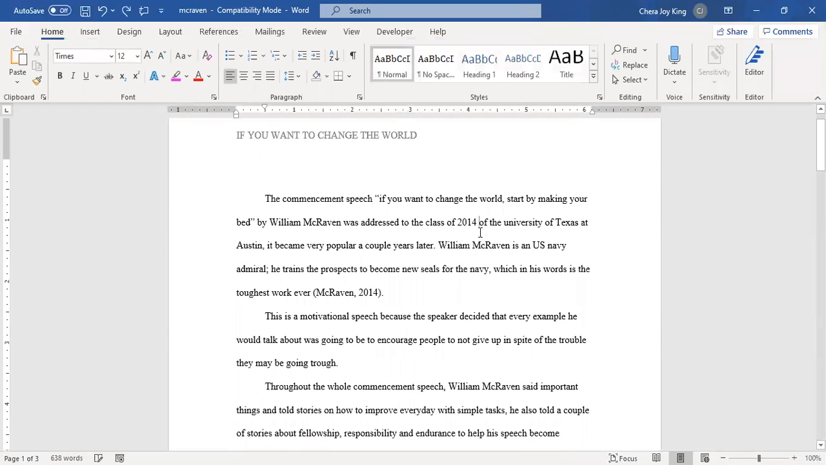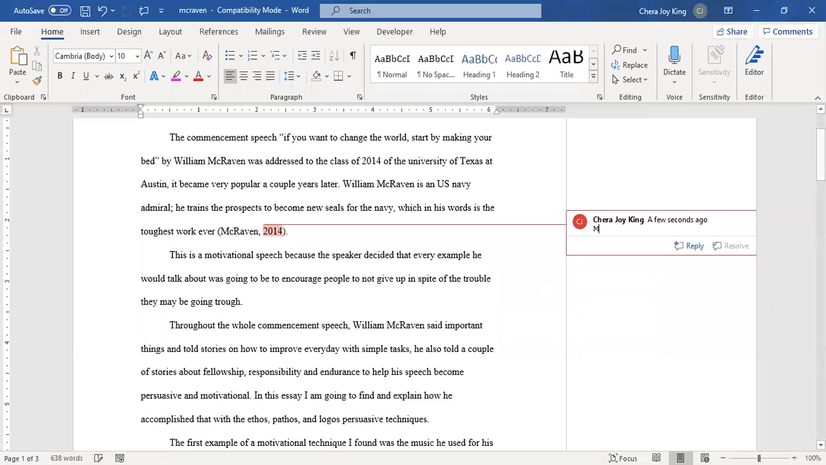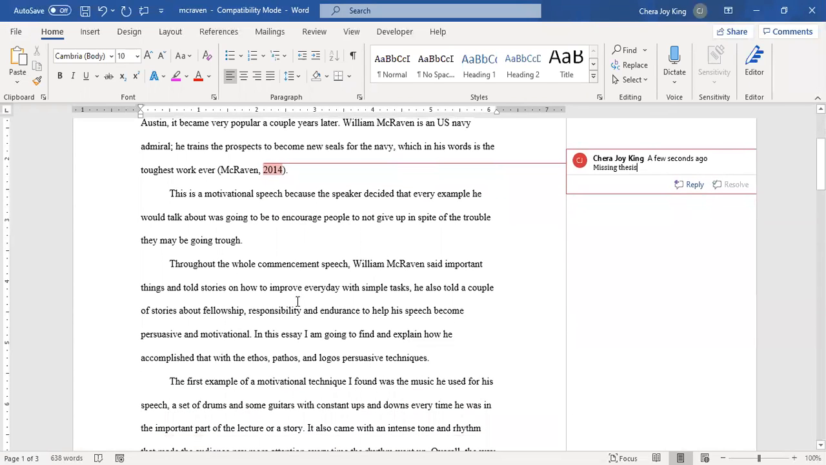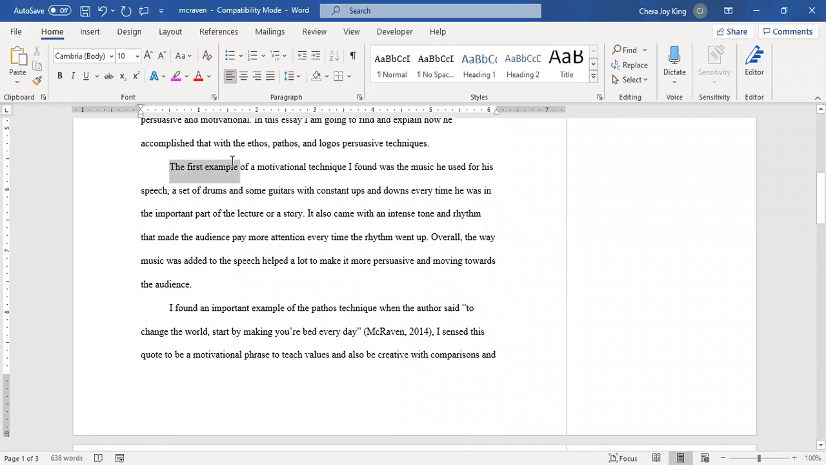Let's go on down into the body though, because that's really more important. He has an introduction that includes the title, a summary, and hopefully his thesis. I don't see the thesis at the end, so I might put a little comment here that says missing thesis. It always needs to be the last sentence of the introduction. Let's go down. It looks like this is where the body starts when he says the first example.